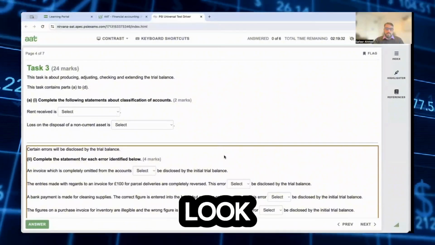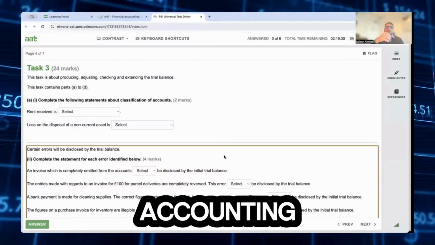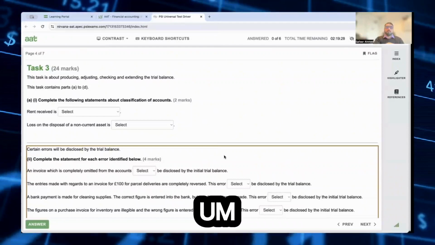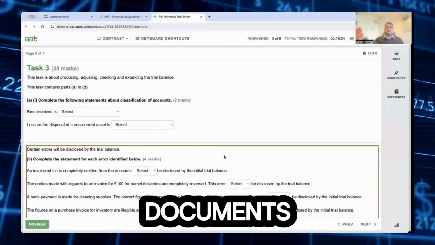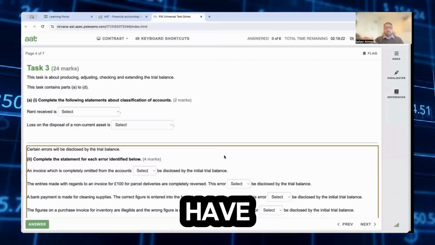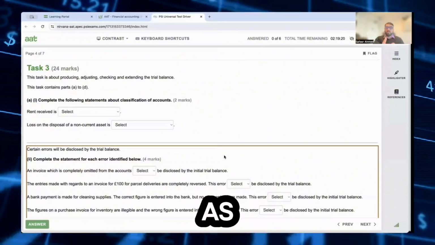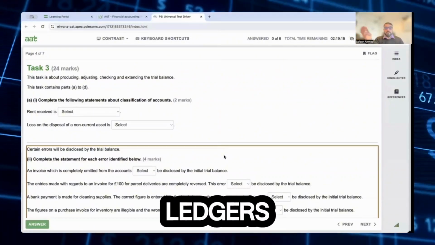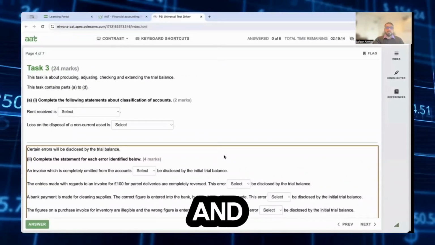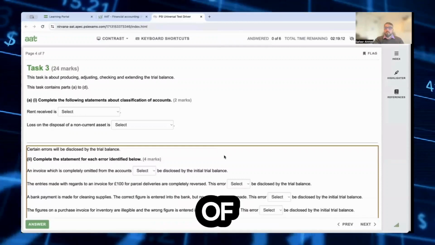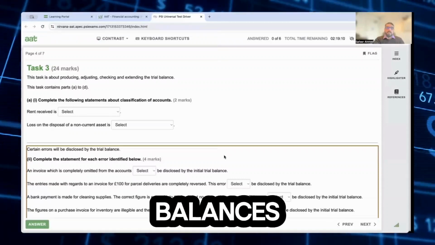And if you look at the different stages of accounting, we have transactions, and then we have financial documents, and then we have books of prime entry, also known as day books, and then we have ledgers. And then after the ledgers, the next stage is trial balance. And trial balance is basically a summary of all the ledger balances.